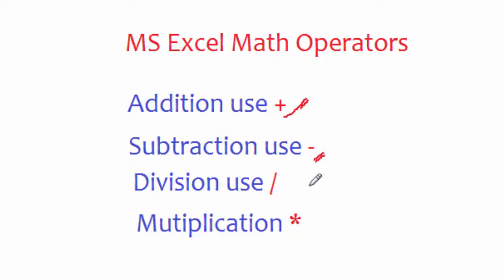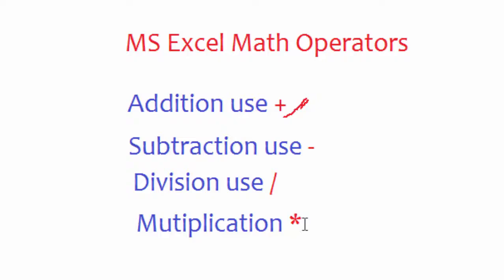But for division, we are not going to use the normal one you find in mathematics books. Here we will use a slash, which is slanting forward. Then for multiplication, we are going to use the star. Here we will not use the normal X, which is not used when we are doing multiplication on a computer. Rather, we are using a star.